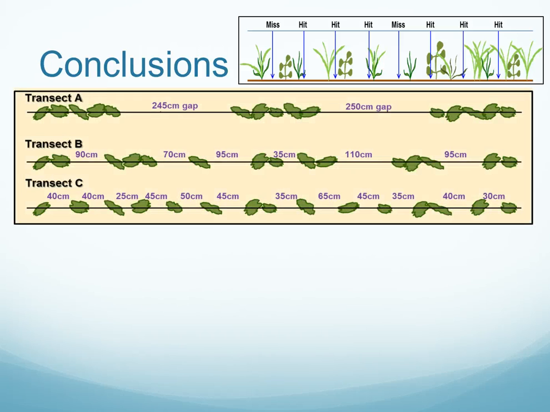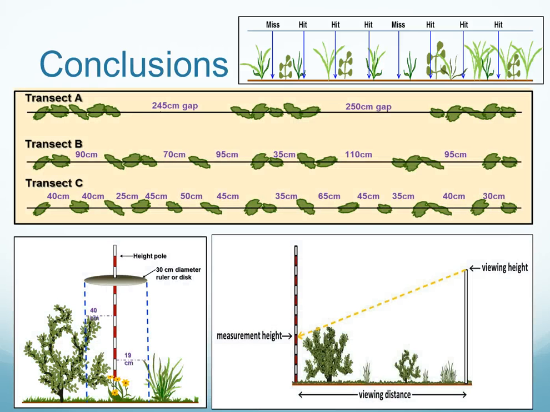So in conclusion, we can use a variety of methods: line point intercept, gap intercept, vegetation height, and visual obstruction methods in order to describe the 3-dimensional arrangement of plants in plant communities.